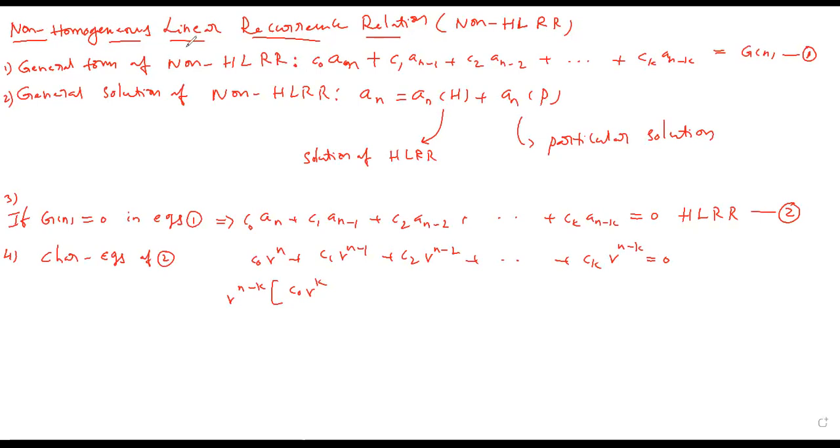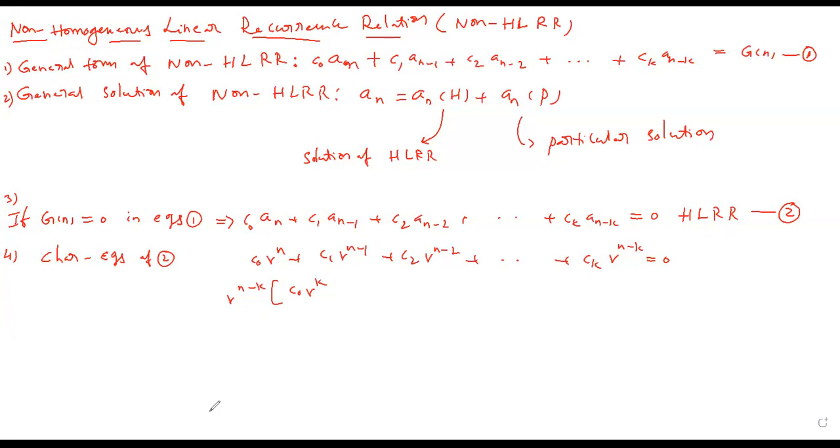See, non-homogeneous linear recurrence relation. Simply I will write non-HLRR, non-homogeneous linear recurrence relation. Point number one: what is the general form of the non-homogeneous linear recurrence relation? The general form is c0 a_n plus c1 a_(n-1) plus c2 a_(n-2) plus and so on, plus ck a_(n-k) equals G_n. What is this G_n? G_n is a function of n, not containing any a term. That is very important.